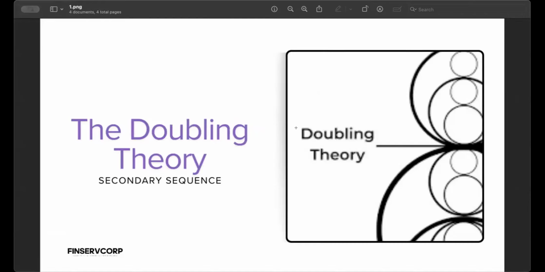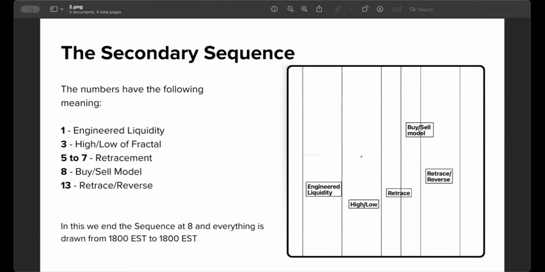Okay, so in today's video, we are going to be covering the Dublin theory secondary sequence. Now, it is as simple as the primary sequence, but it's not as simple as the primary sequence. Okay, you will learn why. All right, it's a bit of a difficult one. So let's take a look.